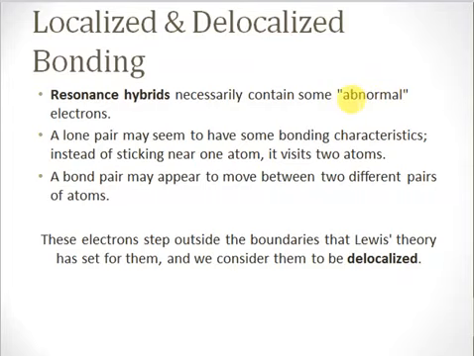The lone pair is not fixed or close to only one atom, but is also showing some bonding properties. Also, the bonding electron pair is not fixed between two atoms, but is moving between different pairs of atoms as well, right? So these electrons step outside the boundaries which Lewis theory has set for them. Lewis theory says that all electrons should be localized, but here in the conjugated system we see the electrons are being delocalized, right? So this delocalization is outside Lewis theory, and that violates the Lewis theory.